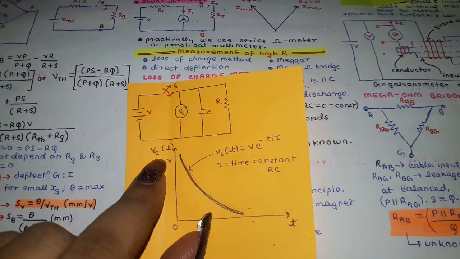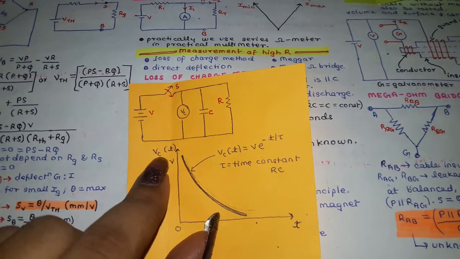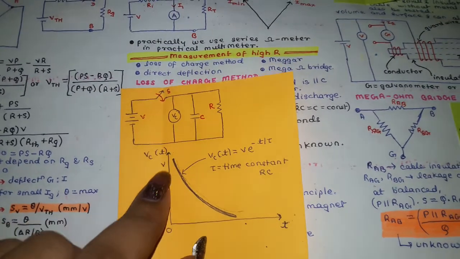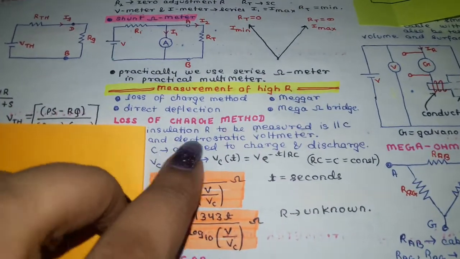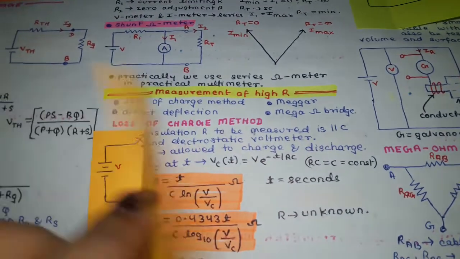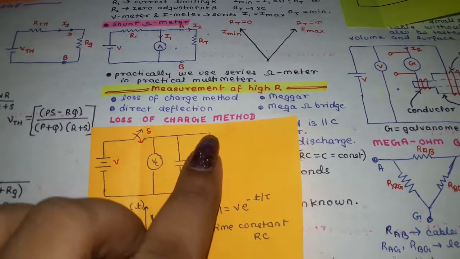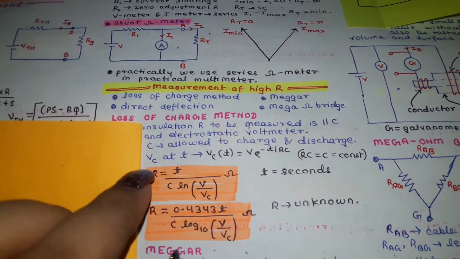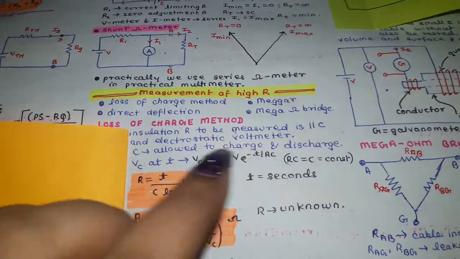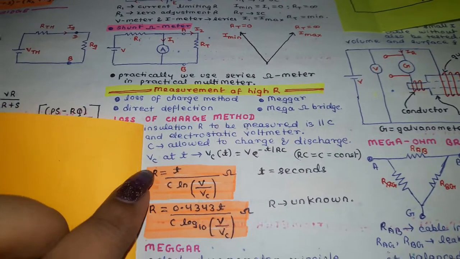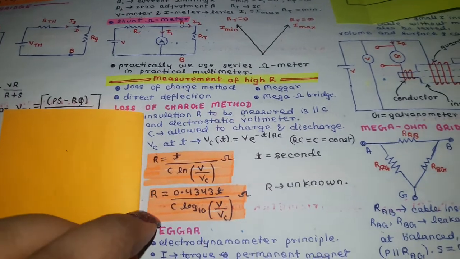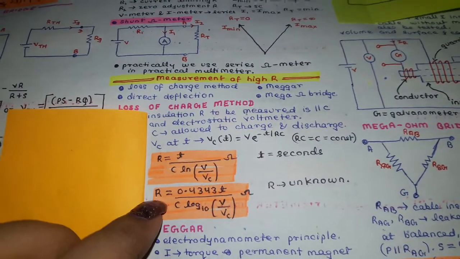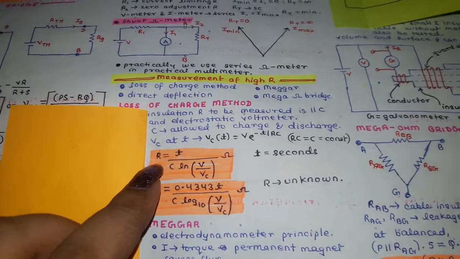This is actually the voltage across the capacitor against time. Then the insulation resistance R to be measured is in parallel to C. Here you can see it is parallel to the capacitor. This is your unknown resistance. Then C is allowed to charge and discharge. Voltage across the capacitor at a particular time is given by this formula, and your unknown resistance is given by either this formula or this formula, as per the demand of the question.